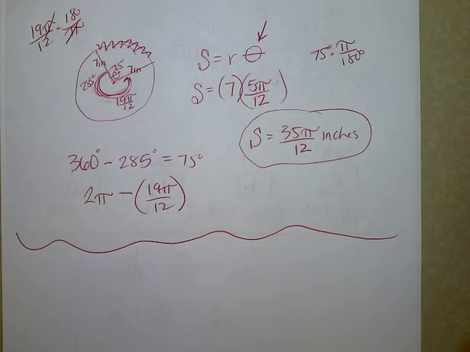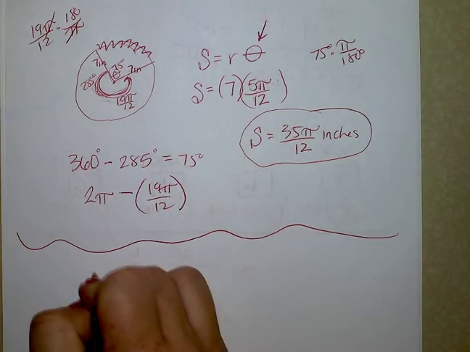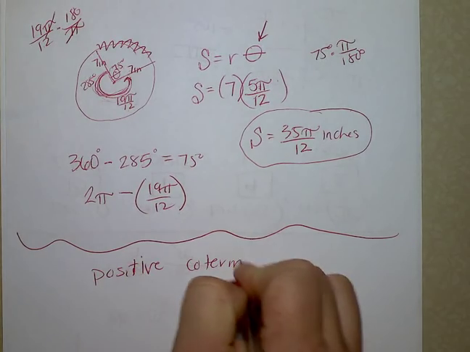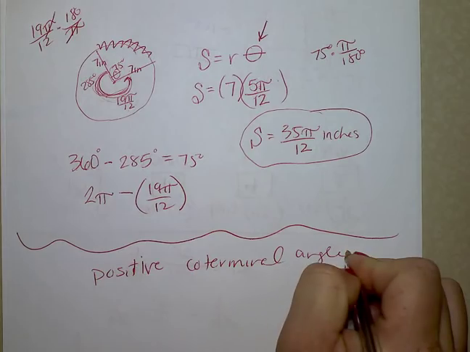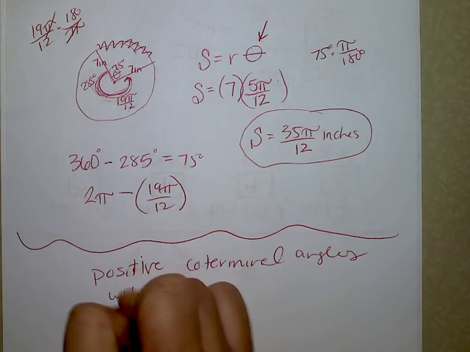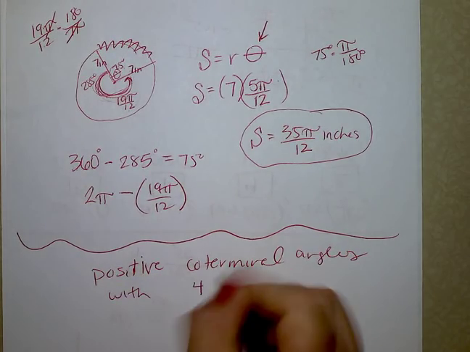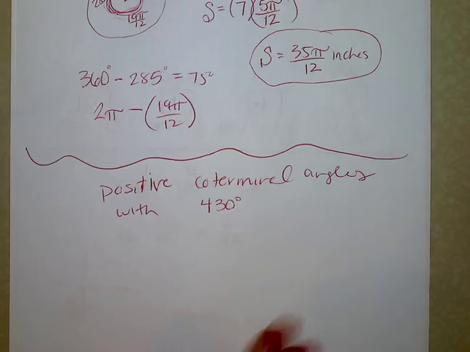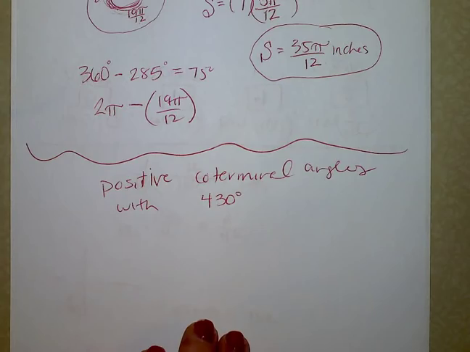Here's your next one. State two angles that are positive coterminal angles with 430 degrees. With your partner, you have 30 seconds. Begin.